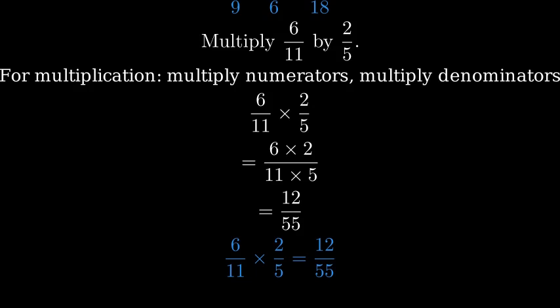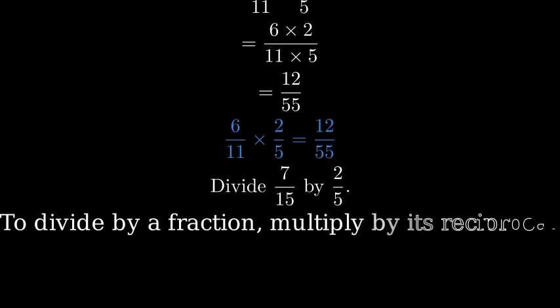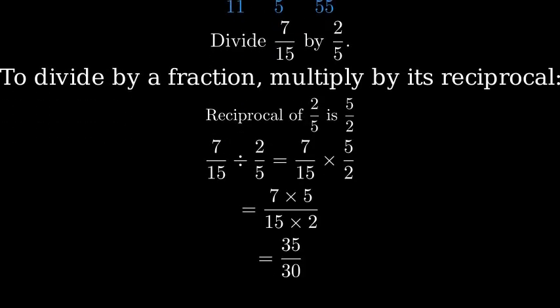Now for division. Divide 7/15 by 2/5. To divide by a fraction, we multiply by its reciprocal. The reciprocal of 2/5 is 5/2. So, 7/15 divided by 2/5 equals 7/15 times 5/2. Multiplying the numerators, 7 times 5 equals 35. Multiplying the denominators, 15 times 2 equals 30.